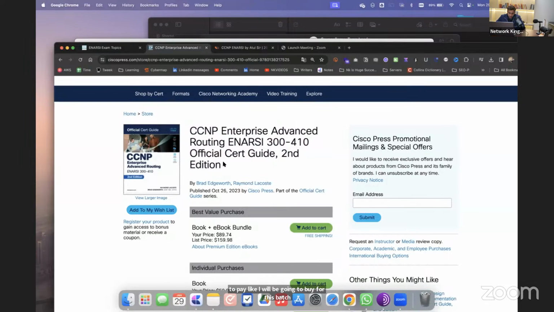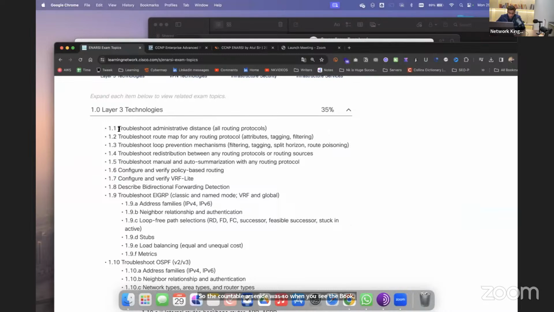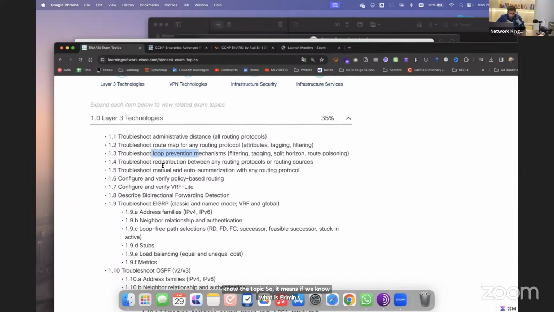So the CCNP ENARSI Advanced. When you see the book, it expects that you already have some knowledge, because if you check the syllabus, it is written: troubleshoot administrative distance, troubleshoot loop prevention mechanism. Basically, you will only understand troubleshooting when you know the topic. It means we should know what administrative distance is, what a route map is, what loop prevention is. So these are the exam topics.